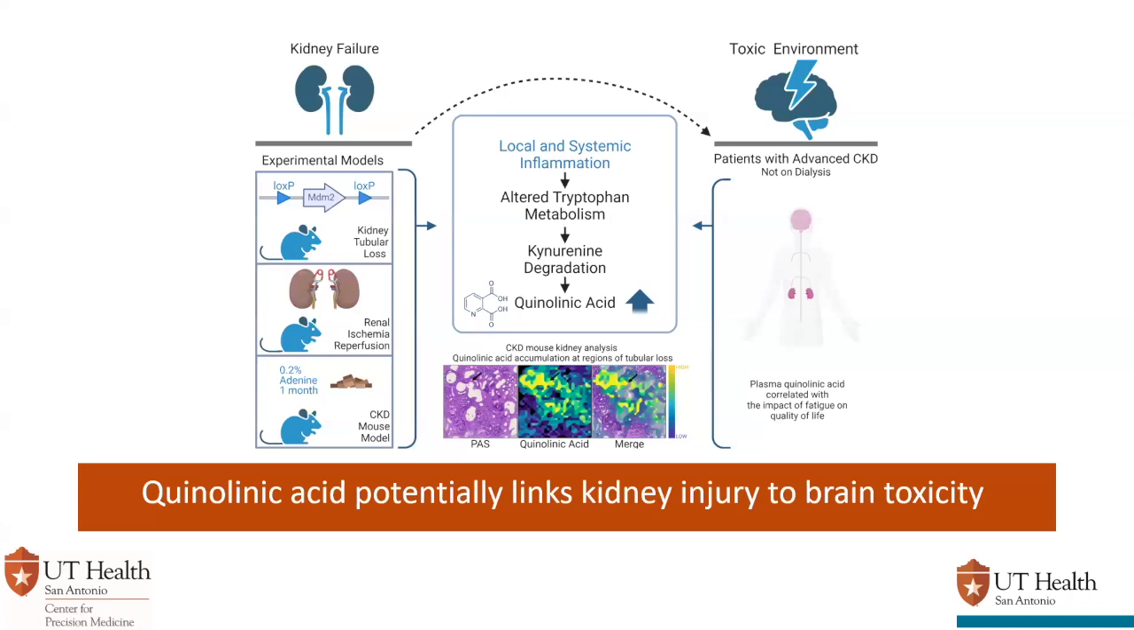In brief, our study provides strong evidence that kidney dysfunction is associated with systemic inflammation and tryptophan metabolism dysregulation, leading to the accumulation of quinolinic acid in both kidney and brain. Future research will focus on understanding the mechanisms of quinolinic acid toxicity, developing interventions to mitigate its harmful effects by targeting the kynurenine pathway enzymes, ultimately improving quality of life for chronic kidney disease patients.